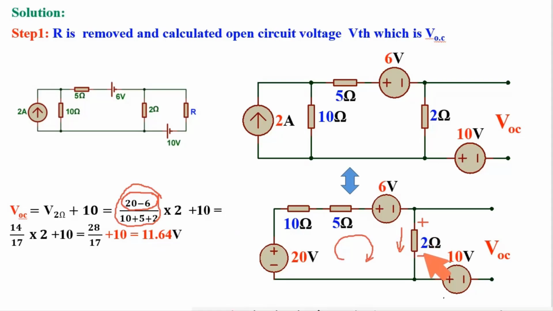That current multiplied by 2 is potential drop across this 2 ohm resistance. So this is potential drop across 2 ohm resistance, and polarity is this is plus, this is minus. So this is plus minus plus minus. So equivalent of this combination will be VOC, and that will be addition of this potential drop plus 10. So by using that, ultimately I got VOC is 11.64 voltage. So this 11.64 voltage is open circuit voltage.